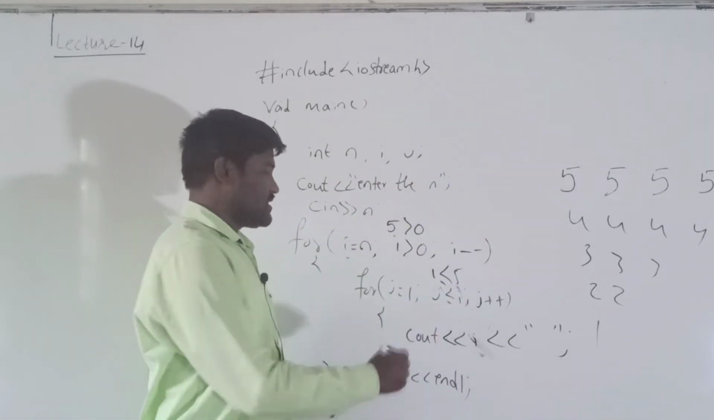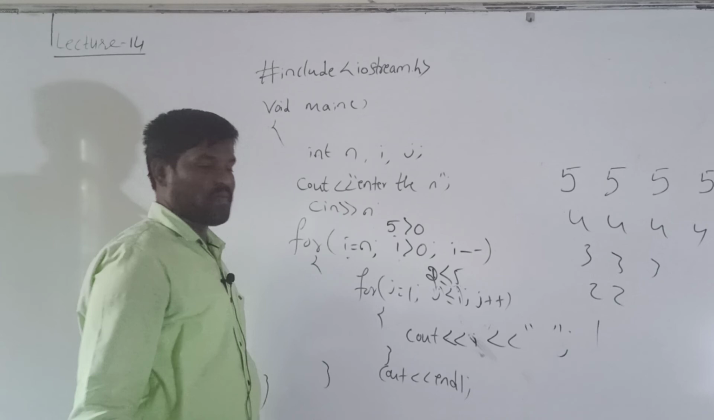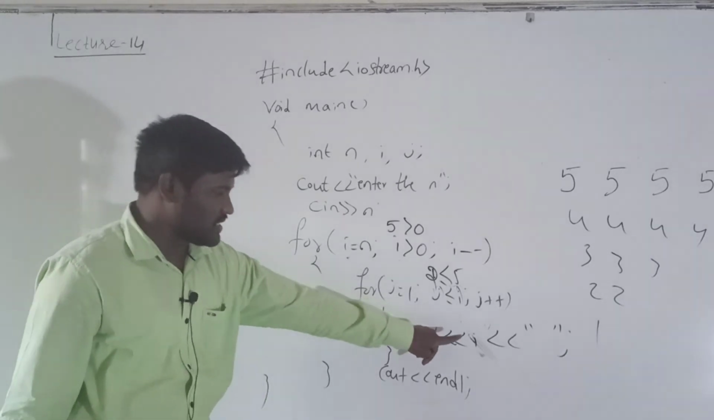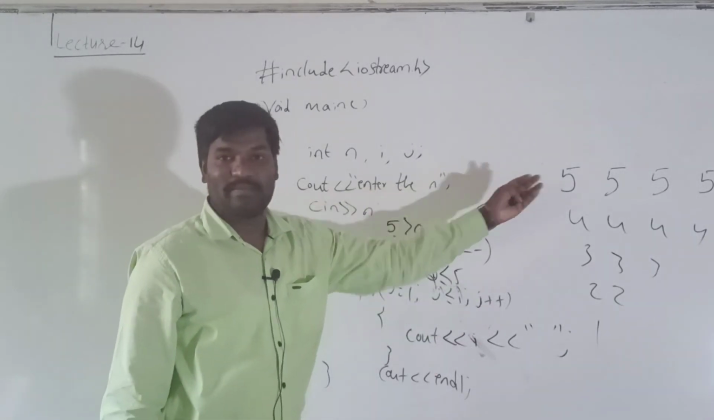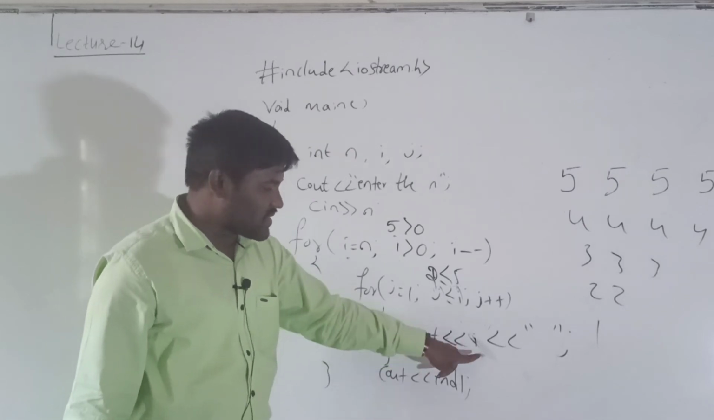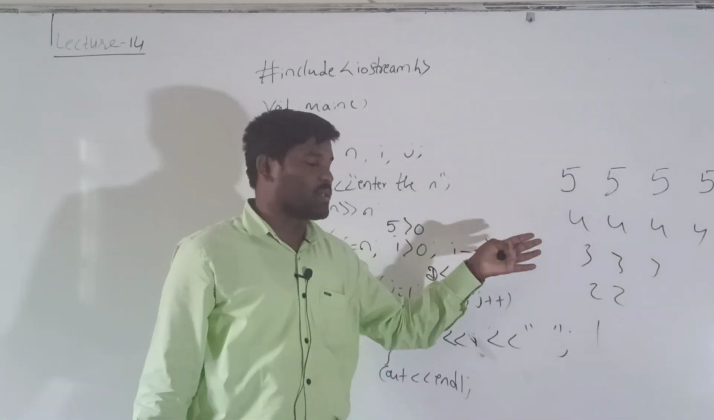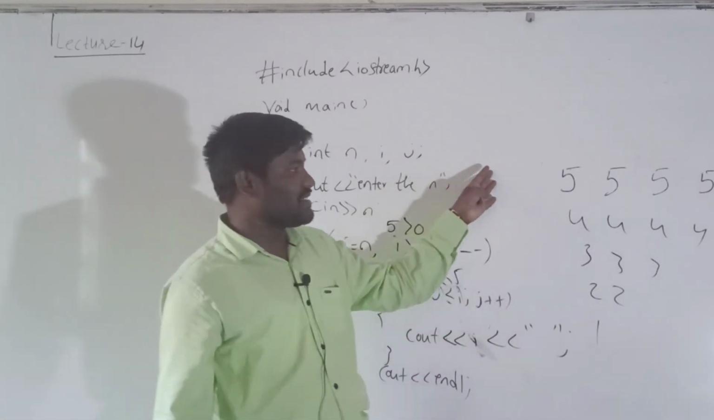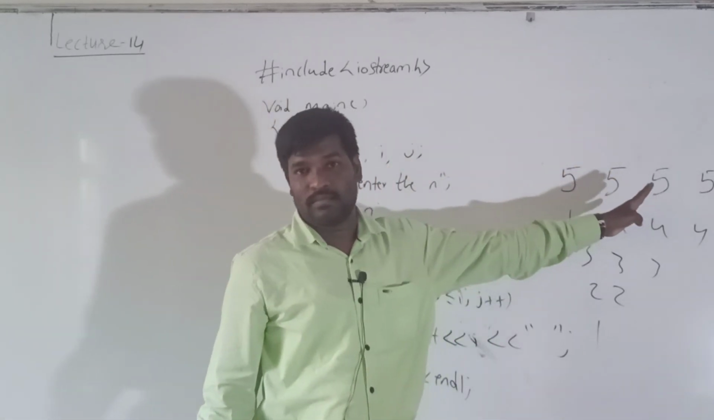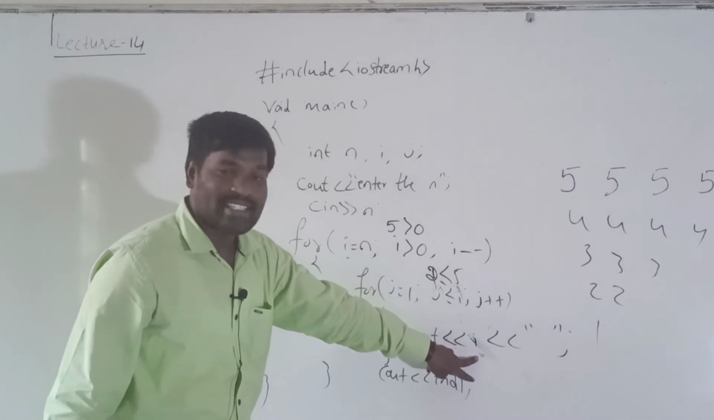Next j plus plus, j becomes 2, 2 is less than or equal to 5, true. If I write j, it will print 1, 2, 3, 4, 5, and the next time 1, 2, 3, 4, then 1, 2, 3, then 1, 2, 1. But here the values are the same, so that's why I can write i.